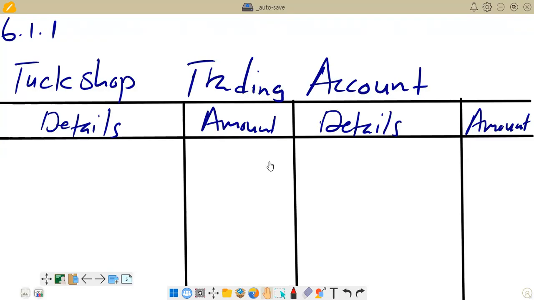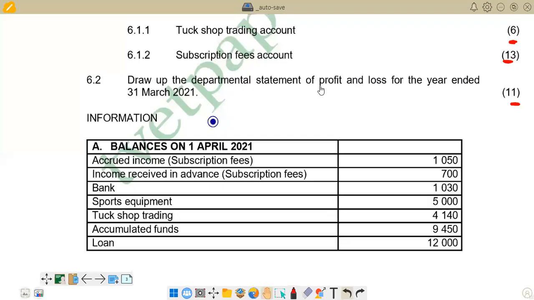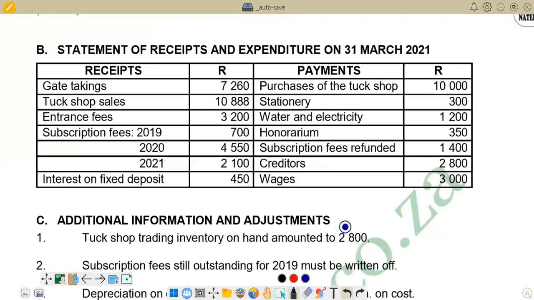So we can go and check on the opening balance. What is our figure for opening inventory? On the question, you'd see that these are our opening balances, and for inventory, let's check there. What do we have? Tax shop trading account 4,150. This is our opening balance that we are going to put on the debit side as our opening inventory. So we can go back to the answer section.